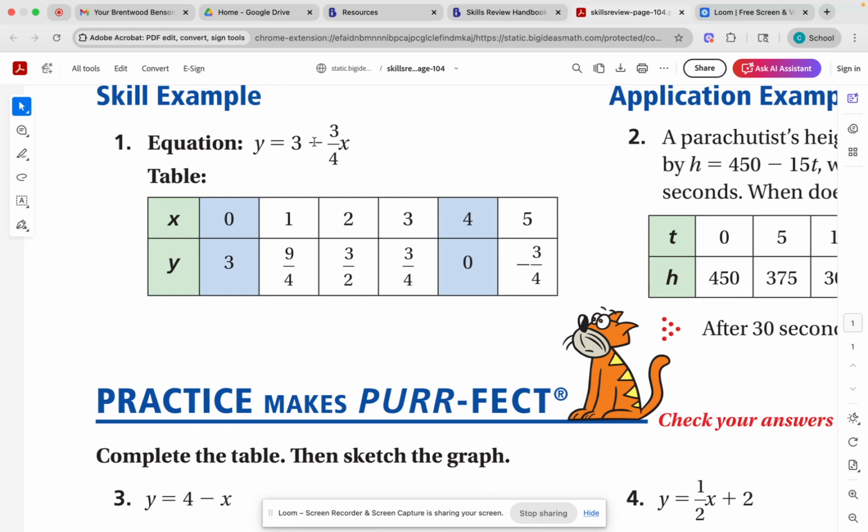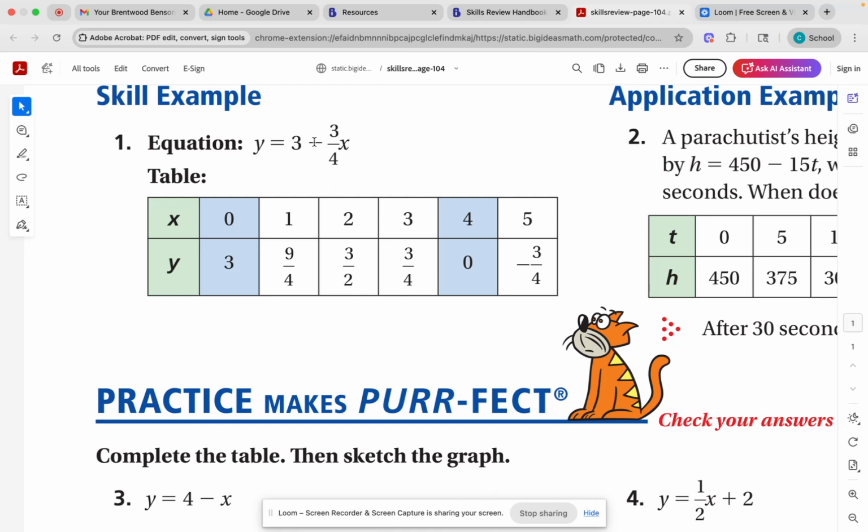That's fine. So I'm going to plug this 0 where? In the x value. So 0 times negative 3/4 is just 0. So then my y is 3. So now I'm going to take my 1 and plug it in where the x is. What is negative 3/4 times 1? Negative 3/4. 3 minus 3/4 would give you 9/4. You can write it as a mixed number, 2 1/4. Right? Yep, 2 1/4.